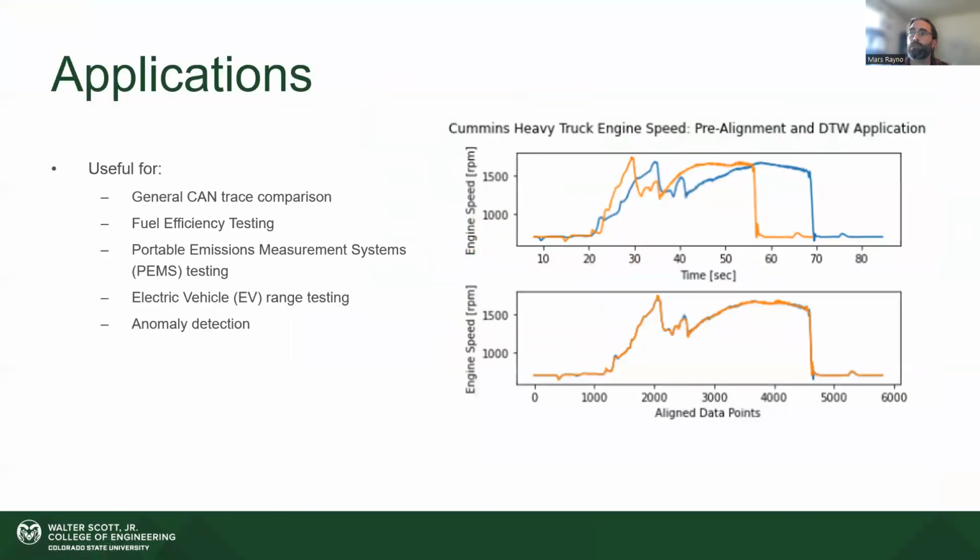Potential applications in the vehicle world include general CAN trace comparisons for development of a nominal cycle, and applying those nominal cycles to fuel efficiency testing, PEMS testing, EV range testing, and detection of various anomalies within the CAN dump.